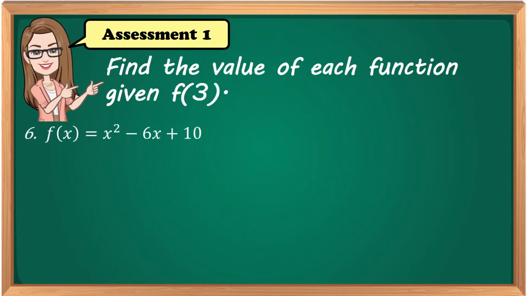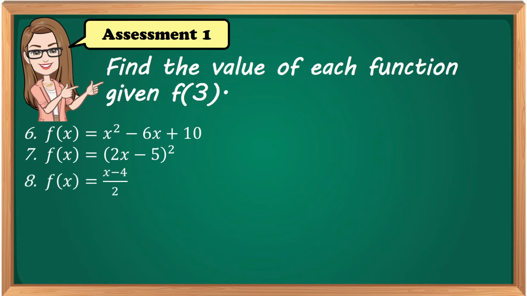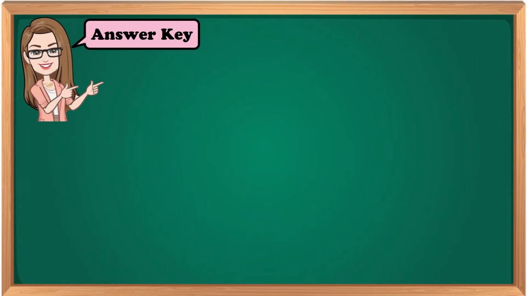For our number 6, we have f of x is equal to x squared minus 6x plus 10. Number 7, we have f of x is equal to the quantity (2x minus 5) squared. Number 8, f of x is equal to (x minus 4) over 2. So, lahat ng mga functions na given na yan, isa-substitute nyo ay 3. So, we will find for the answer f of 3. And now let's move on for the answer key.